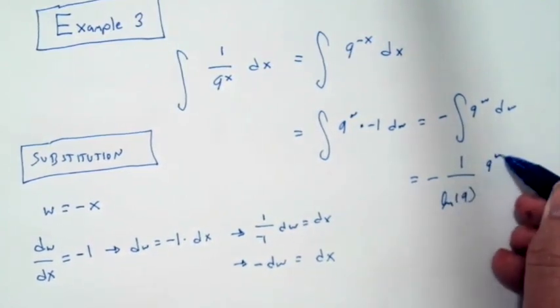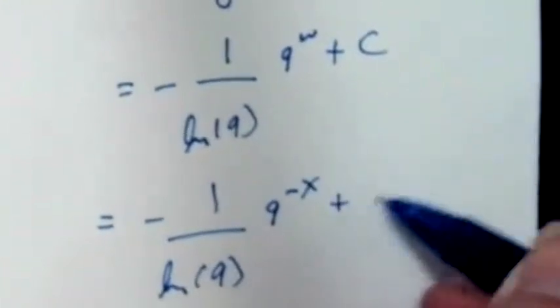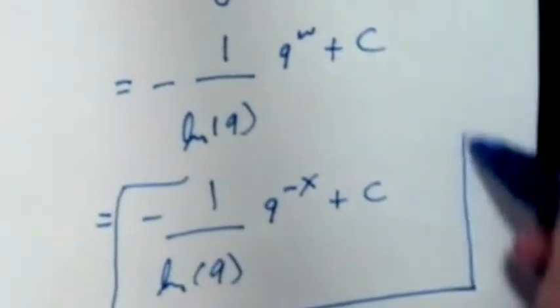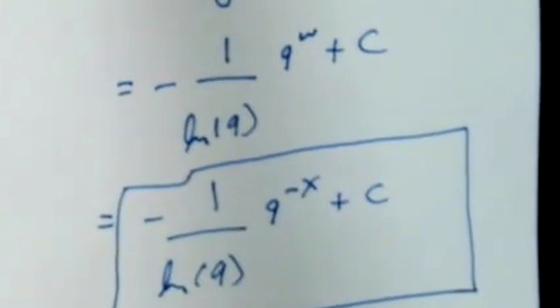Don't forget to plug back in. We want our answers in terms of x, not in terms of w. Since w is equal to negative x, the final answer is negative 1 over natural log of 9 times 9 to the negative x plus c.